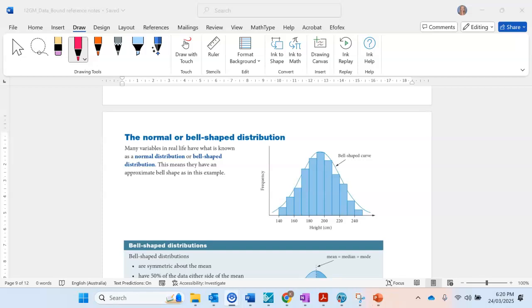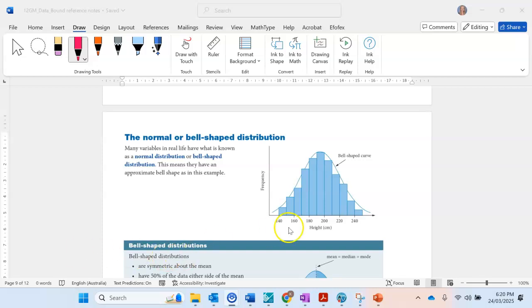Everyone, in this video we're going to look at the normal distribution, also known as the bell-shaped distribution. I think in year 11 you refer to it more as a bell-shaped distribution, but I call it the normal distribution, and so does your textbook and your exam. So let's call it the normal distribution.